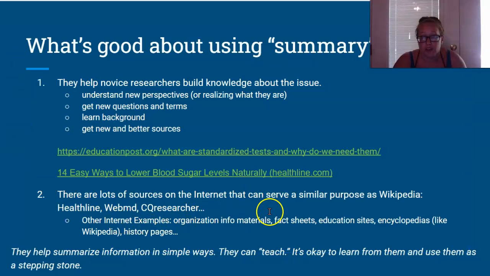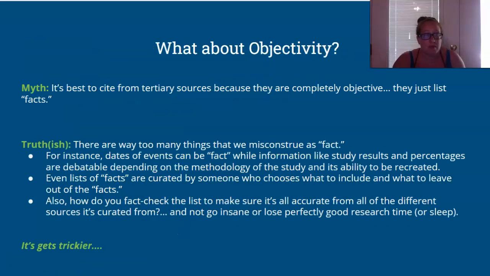So there are lots of sources on the internet that can serve a similar purpose as Wikipedia, like Healthline, which we just looked at. Like a lot of organization info materials, education sites, encyclopedias, history pages, things like that. They do help summarize information in simple ways. They teach. It's okay to learn from them, and it's okay to use them as a stepping stone.